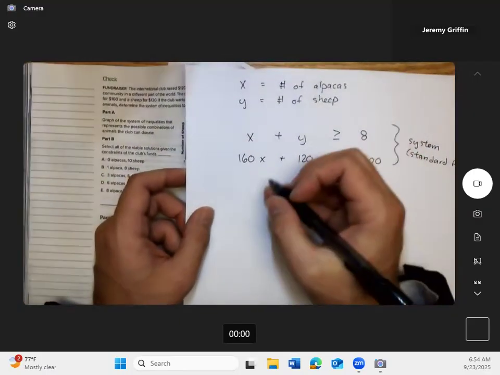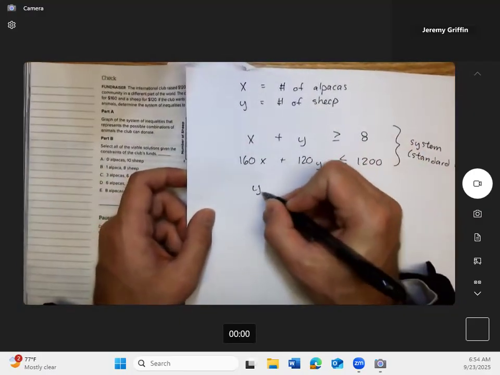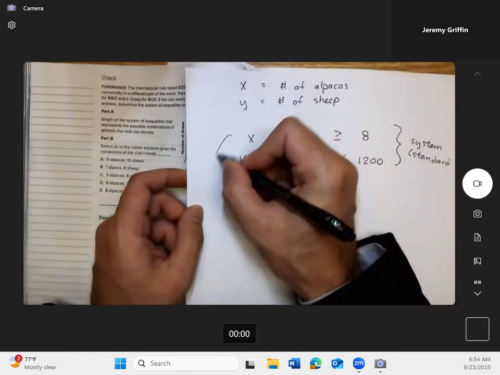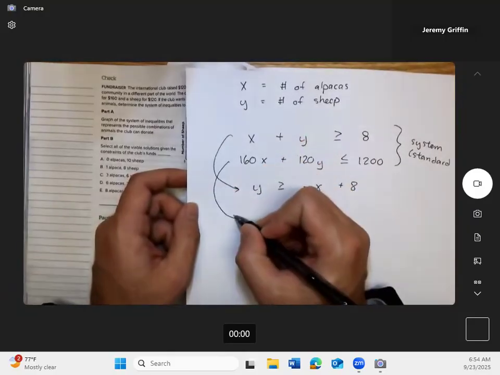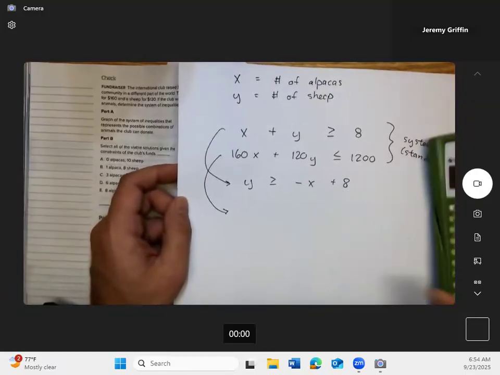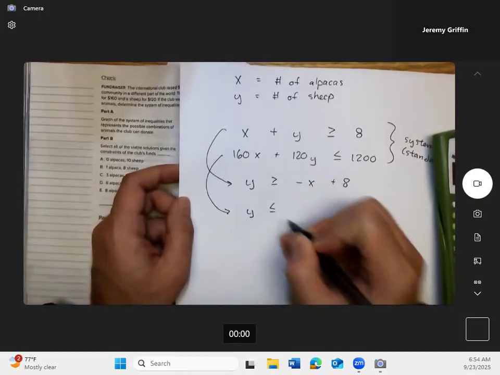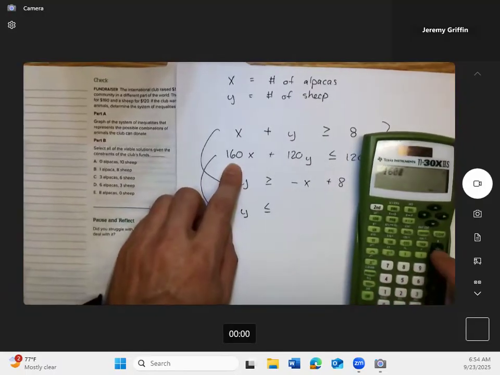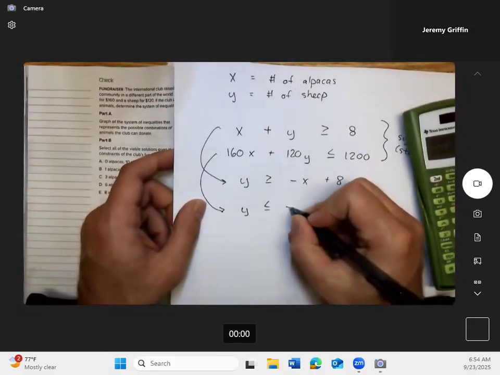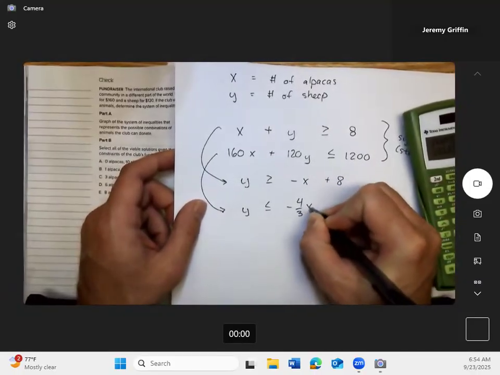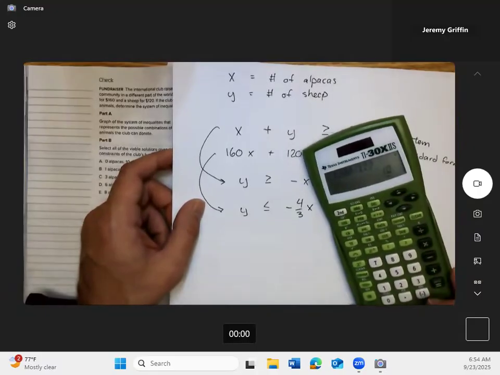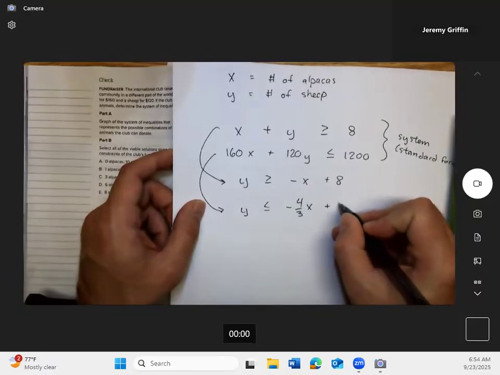Maybe I could rearrange this and put it in slope-intercept form. So subtract off the x, the number of alpacas, so y is greater than or equal to negative x plus 8. That's just that right there. And this one I can rearrange. Subtract off 160x and divide both sides by 120. So y is less than or equal to, what's 160 over 120? Negative 4/3 x. And then what's 1,200 over 120? Oh, that should be 10. Yeah, so plus 10.